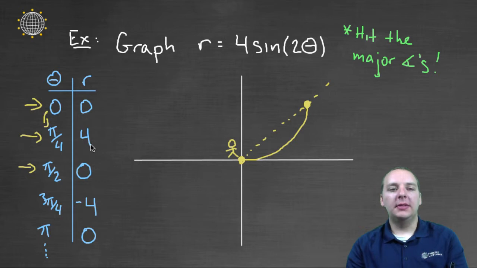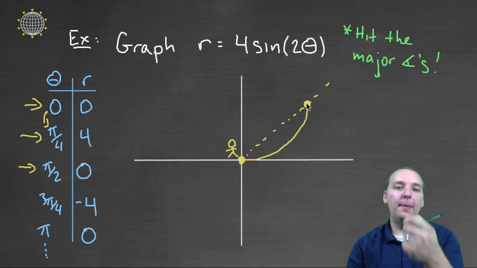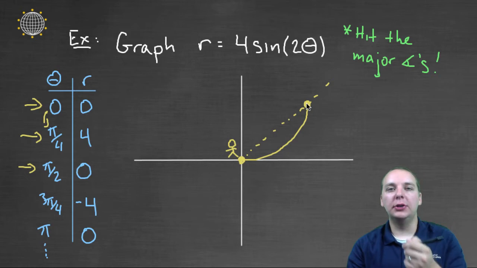All right, let's see here. Next, we're going from pi over 4 to pi over 2. So we're in this little window right here. And the R value is going to go from 4 back to 0. So it's going to retract from 4 back to 0 as we turn. Okay, so that one's done.